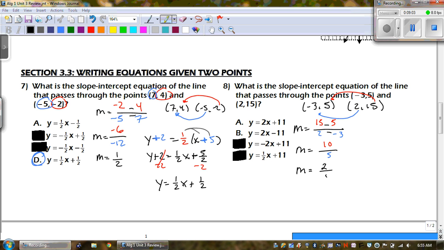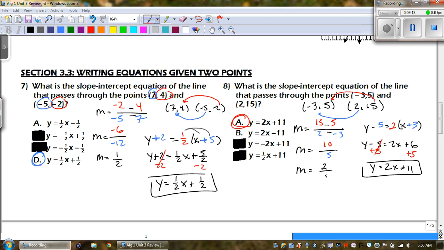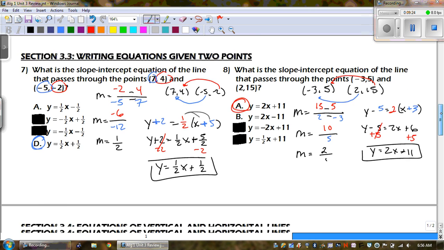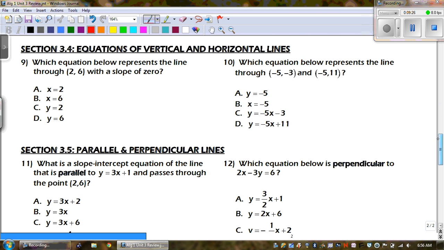Okay, I'm just checking in. I figured out what the slope was. My slope was 2, so then I got to cross out C and D. All right, go ahead and finish it off. Okay, and when you're done, you should get y equals 2x plus 11. All right, let's flip on down.